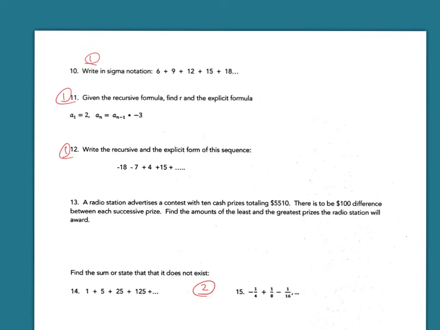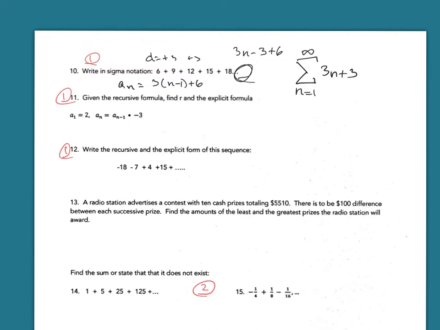So writing in sigma notation. First of all, let's determine what we have, arithmetic or geometric. It does look like we add 3, so we have a difference of 3. So we know that a sub n is equal to 3 times n minus 1 plus 6. So 3n minus 3 plus 6. So that is 3n plus 3. So when you write the sigma, it looks like we're going from n equals 1 to infinity. Right? There's no end, and then this is 3n plus 3.